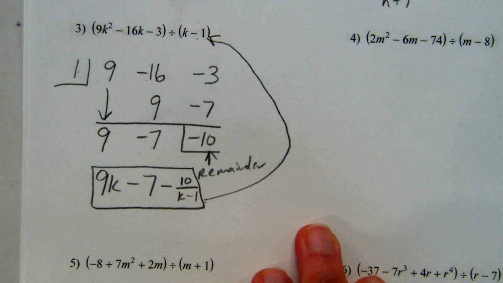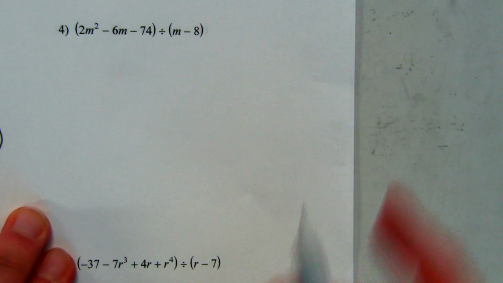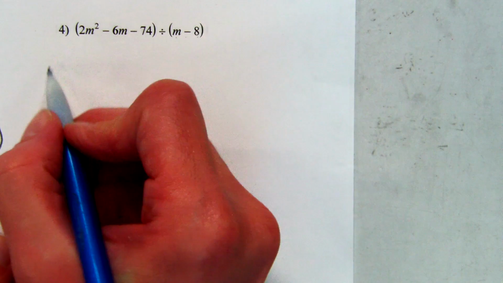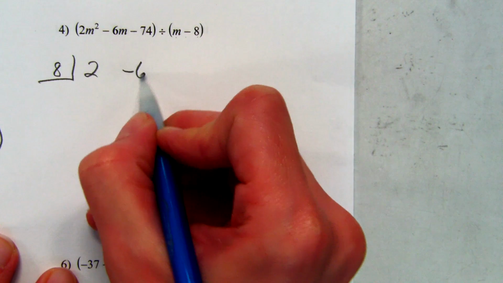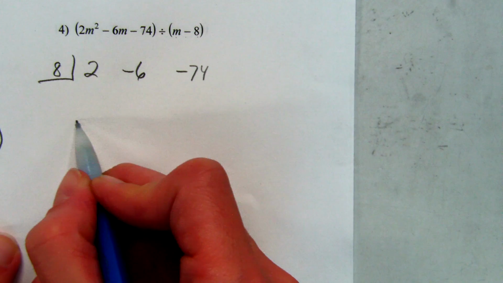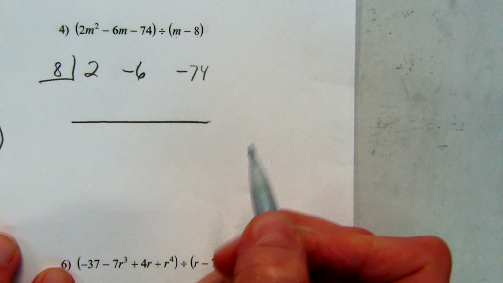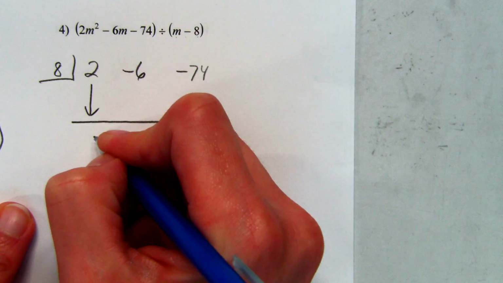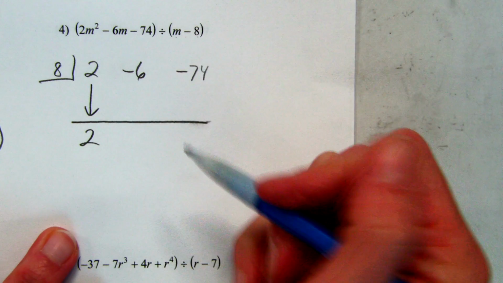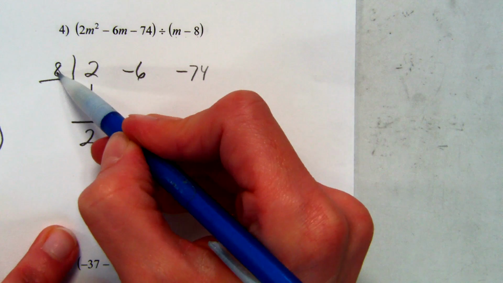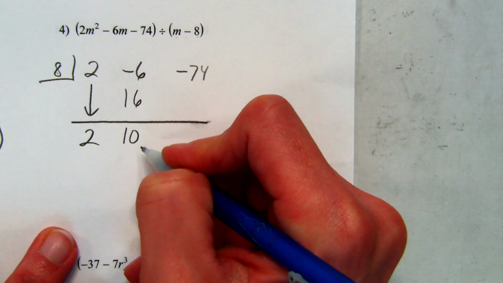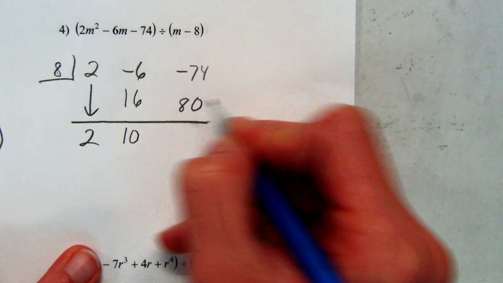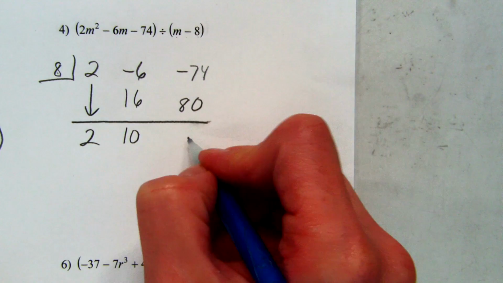Okay, so let's do another one, and then things are going to start getting mixed up a little. So if I have m minus 8 here, I'm going to put positive 8 in the box. And out here we'll have 2, and negative 6, and negative 74. Leave a space, put the line. So we bring down the 2 just to start with, just to get this going. So 2 times 8 is 16. Put it over here. Add that to the negative 6. We get 10. 10 times 8 is 80. Add that to the negative 74, and we get 6.